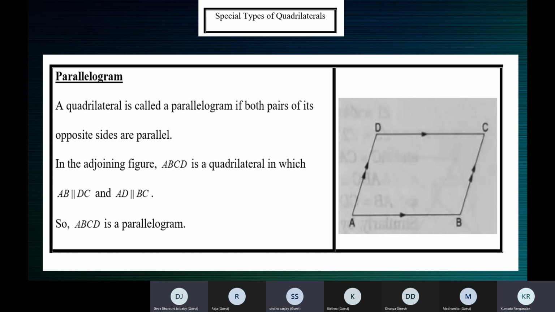125 degrees. Supposing angle A is 40 degrees, then angle D is? If A is 40, D is? 140 degrees, ma'am. Yes, because A and D are also adjacent angles. A and B are adjacent angles. A and D are also adjacent angles.